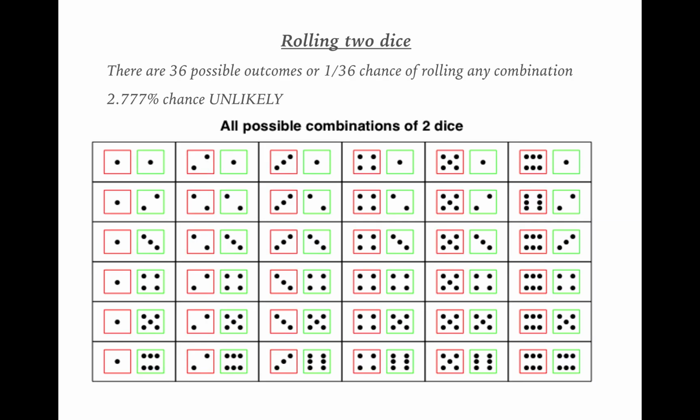Now, next thing we are going to look at is rolling 2 dice. If you have 2 dice at home, you can try this. So let's have a look at this picture, and then I will show you the experiment that I did at home with 2 dice. There are 36 possible outcomes. We will use a green and a red dice, and you can see in the picture, if you roll 2 dice, you can have all of these different possibilities, like 1 1, 1 2, 1 3, and so on. So basically it's a 2.77% chance of rolling any of these combinations, and it's quite unlikely.